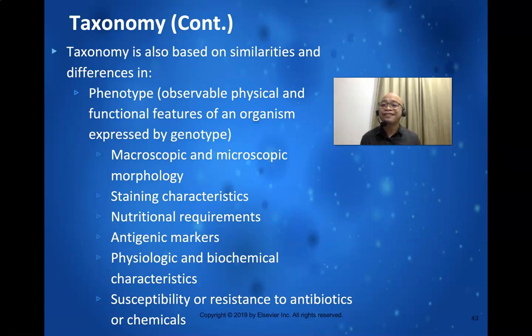Okay, when it comes to phenotype, what is the difference between genotype and phenotype? Phenotype is the one that you can observe physically, the features of the organisms. Phenotype is actually the outcome, the expression of the genotypic characteristics. Phenotypes would include the macroscopic and microscopic morphology, the staining characteristics, nutritional requirements, the antigenic markers, physiologic and biochemical characteristics, and susceptibility or resistance to certain antibiotics or chemicals.